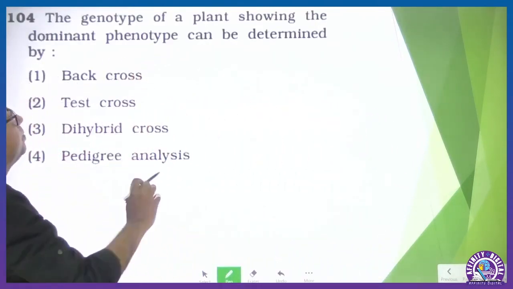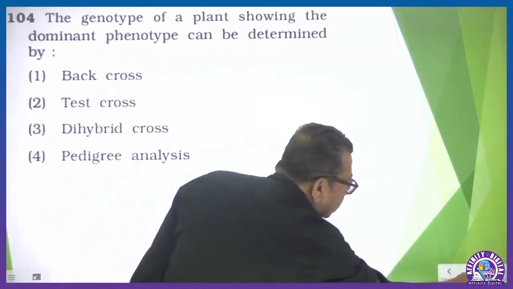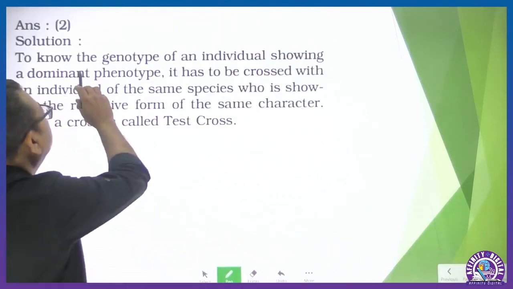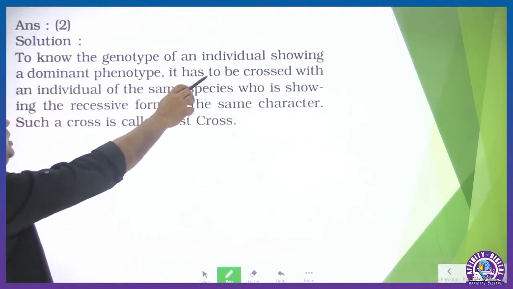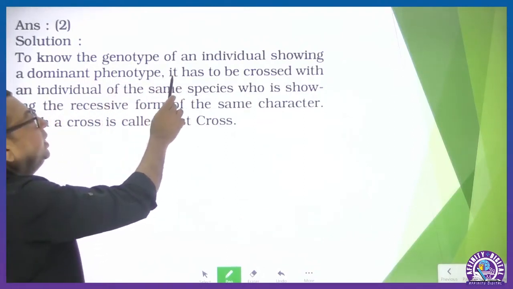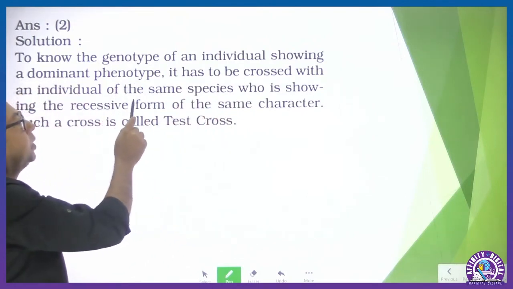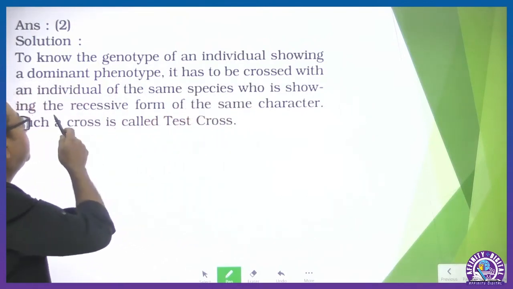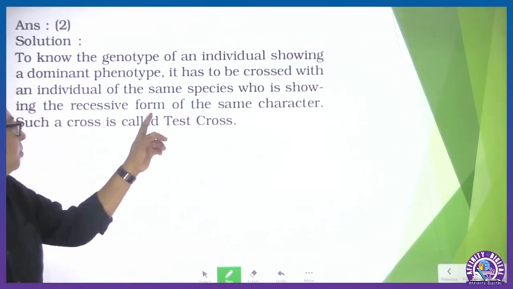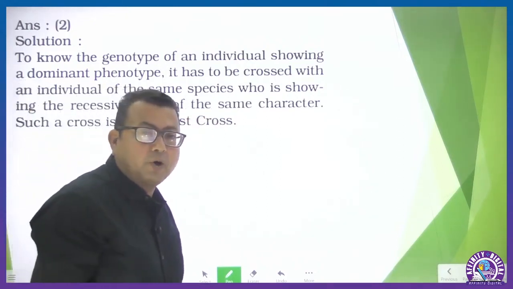The genotype of a plant showing the dominant phenotype can be determined by what? Test cross. So in the solution I have written, to know the genotype of an individual who is showing a dominant phenotype, that individual has to be crossed with an individual of the same species which is showing the recessive form of the same character. Such a cross is what is called test cross.